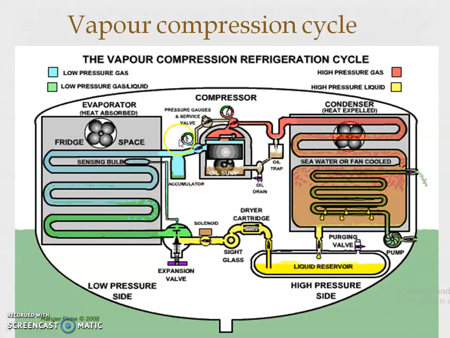Again the cycle is repeated, and heat is absorbed in the evaporator, in the fridge or refrigerator or in the space. We get the chilling effect from this vapor compression refrigeration cycle.